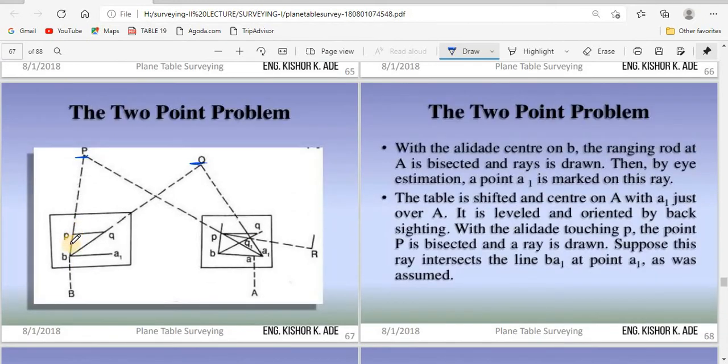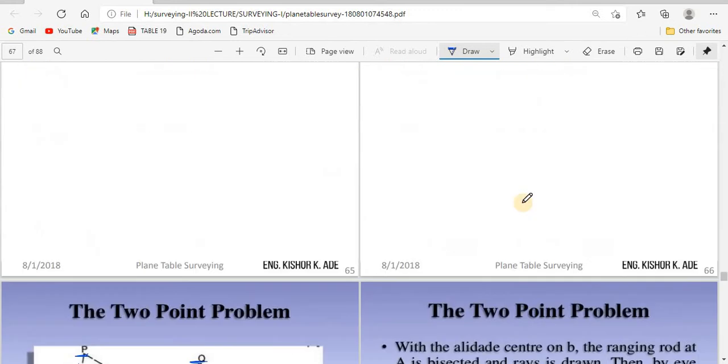Suppose you have to keep the alidade at point B, because this line has already been plotted. Keep the alidade at point B and bisect the ranging rod at P and draw a ray. Similarly, keep the alidade at point B, it should go through point Q and bisect the ranging rod at Q. So draw a ray. These two rays have been drawn at this station.